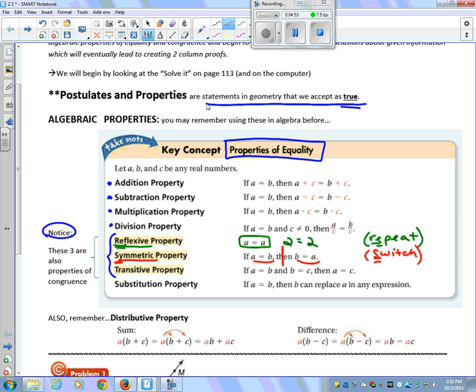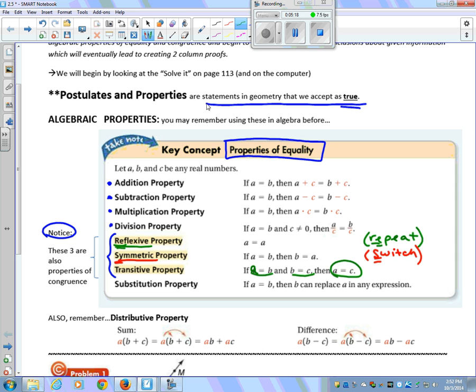The transitive property of equality says if you know that A equals B, and that B equals C, then you can conclude that A must equal C. I like to think of an example here.